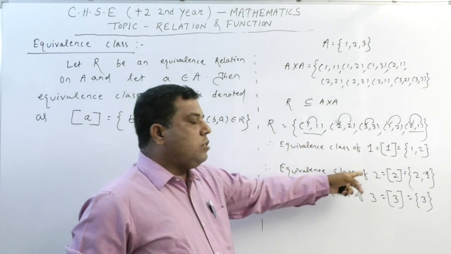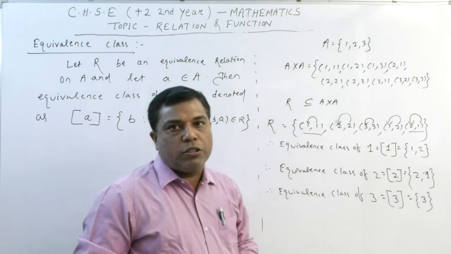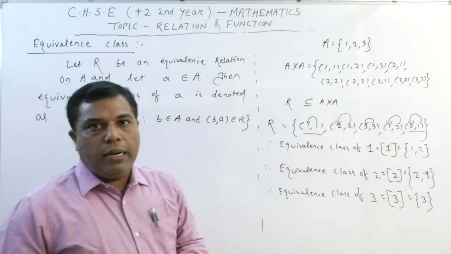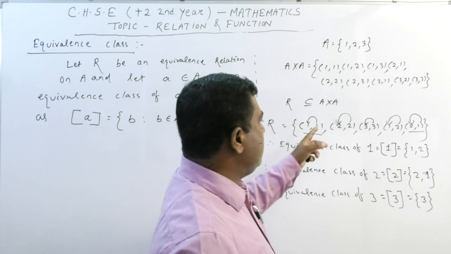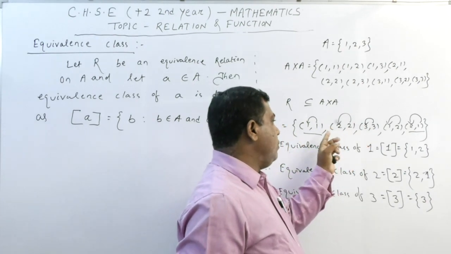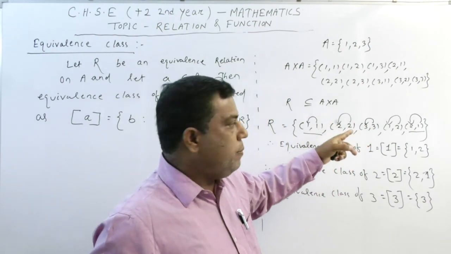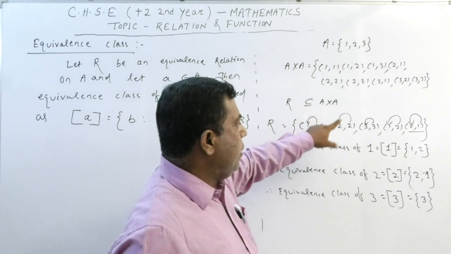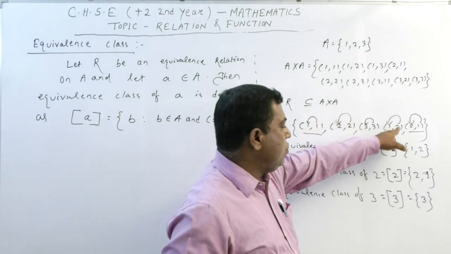So the equivalence class of 1 consists of those two elements. Equivalence class of 2, similarly, is denoted in the form of a square bracket. Yes or no? And it consists of those elements that are related to 2 itself. So it is related to 2 and it is related to 1.